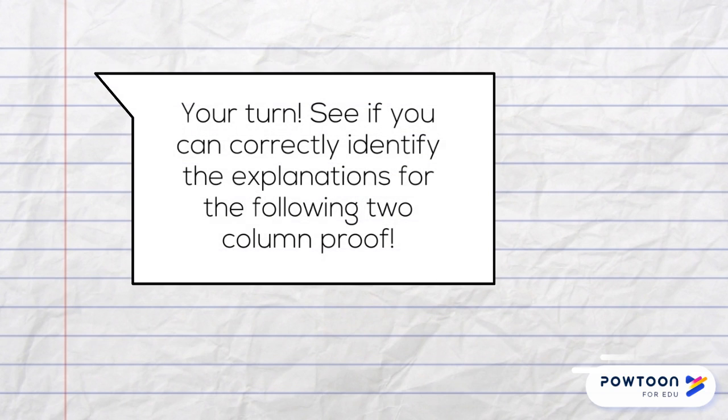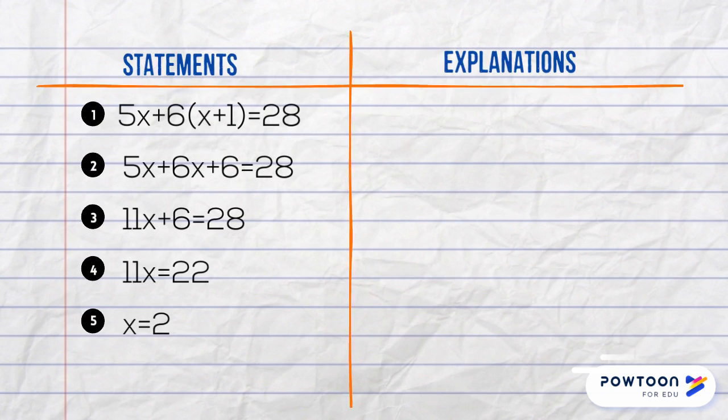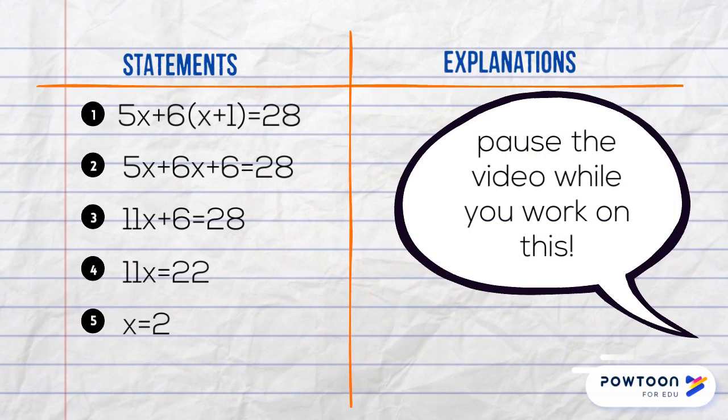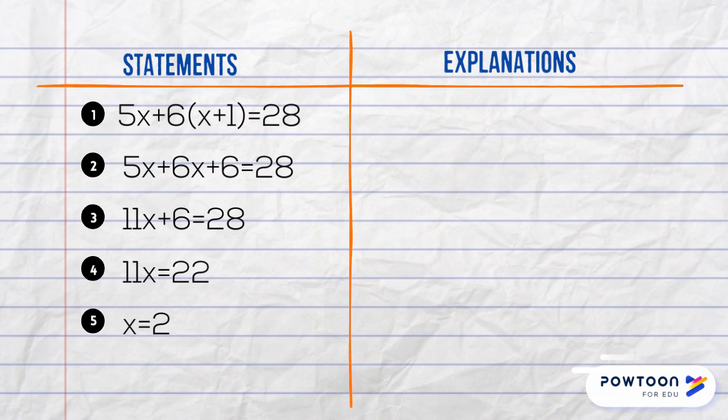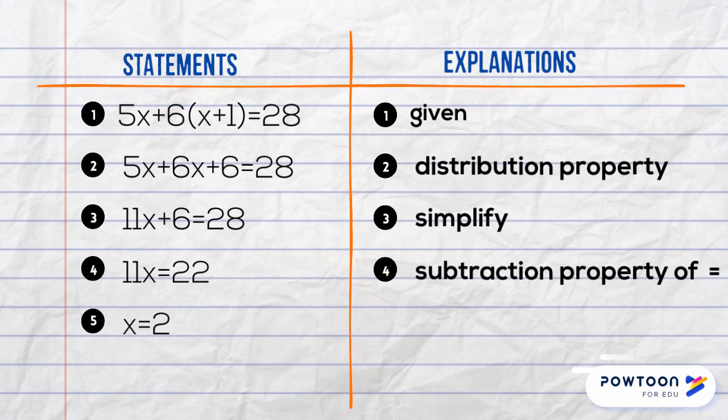Now it's your turn to try. I've given you a 2-column proof with the statements. Try filling in the explanations. You might want to pause the video while you work. Welcome back. Let's see how you did. Your explanation should be given, distribution property, simplify, subtraction property of equality, and last division property of equality. How did you do?